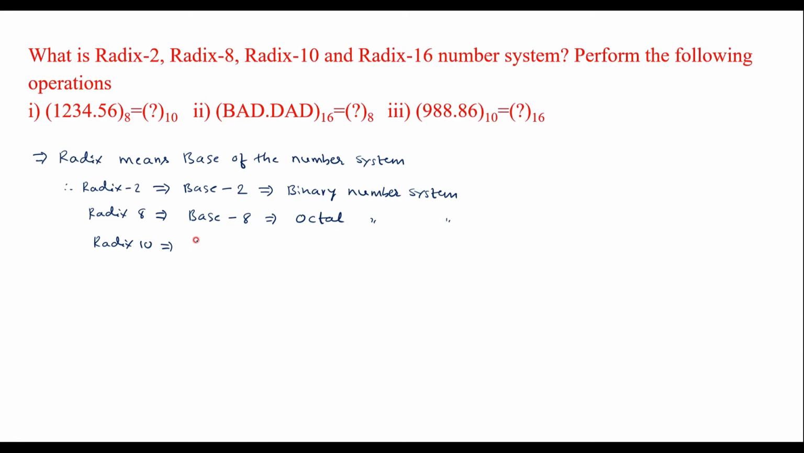Radix 10 means base of number system is 10, that is nothing but decimal number system. And finally, radix 16 means base of number system is 16, which is nothing but hexadecimal number system.